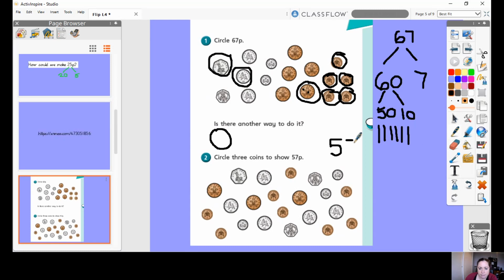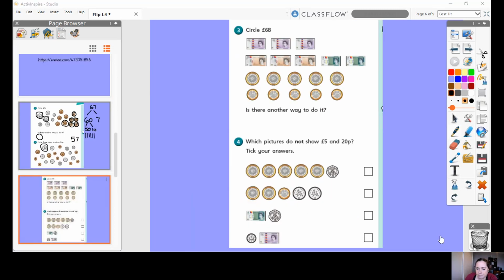Right, this one, 57. Circle 3 coins to show 57p. Well, I think again we're going to have to think about having the largest coin, so I'm going to help you with the first one. There you go, 50p. And now I want you to select 2 other coins that when you put them together make 7 pence. Okay, let's go back to the video.